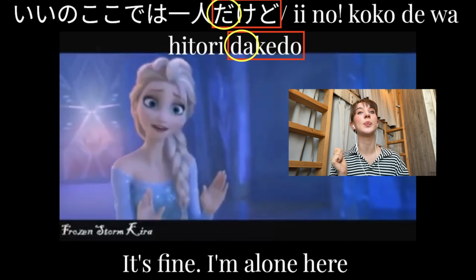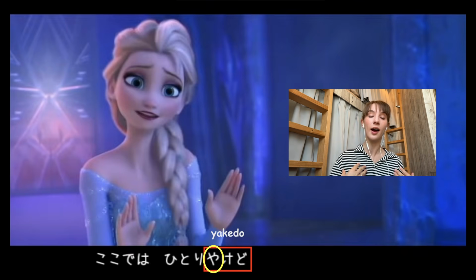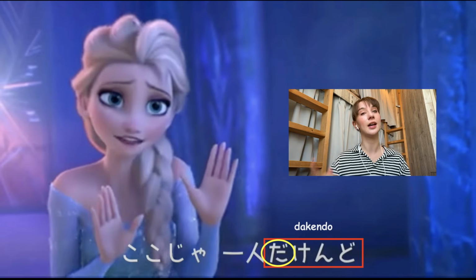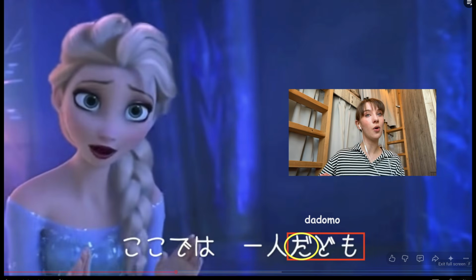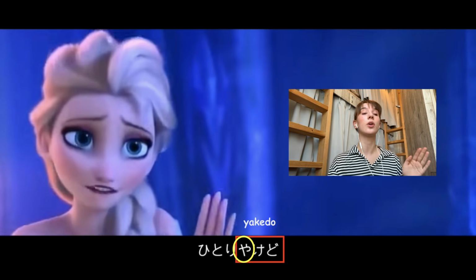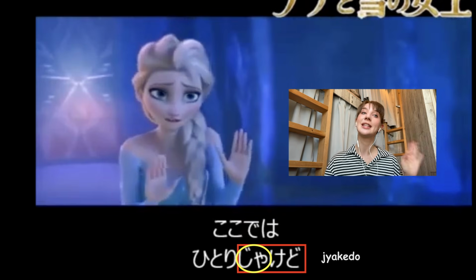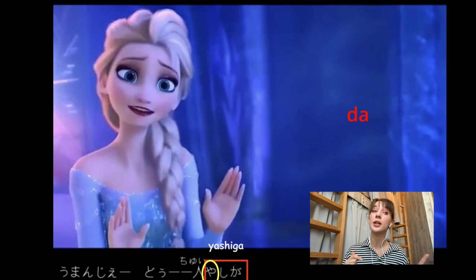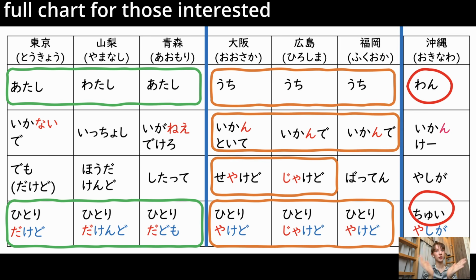This is slightly more nuanced, but in the eastern portions they also use da, whilst in the western portion they often use ya. So in Tokyo it's dakedo, in the Yamanashi version it's dakendo, in Aomori it's da domo. They always use the da character, whilst in Osaka they have yakedo, in Fukuoka it's also yakedo, in Hiroshima it's jakedo. There's this ya and ja versus da distinction between the eastern and western regions. And in Okinawan it's even more different, as per usual, it's yashika. So Okinawan is generally quite different from all the other dialects.